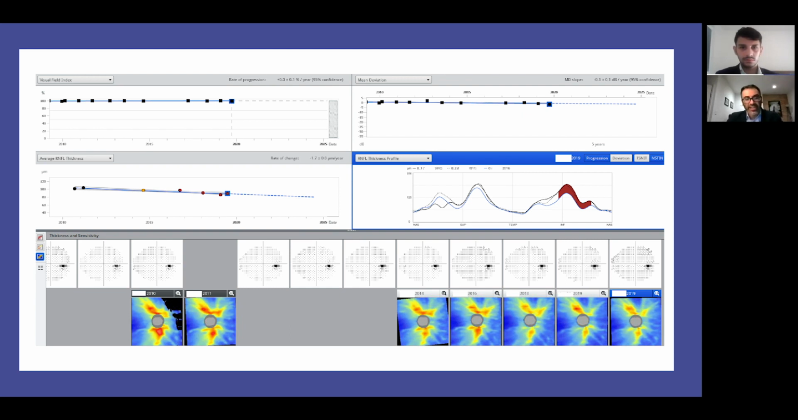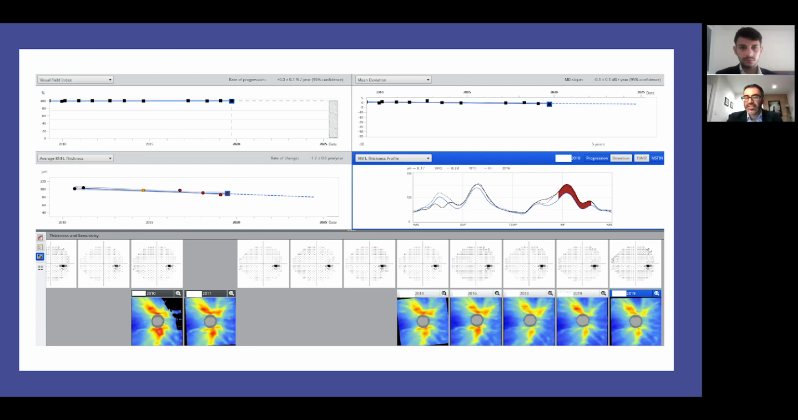The other thing here is that, as you can see, the average RNFL thickness has been changing over time. Taking this patient all the way back to 2010, you can see that this first little spot here was a likely decrease, so a likely progression. As we move on, these spots are in red, telling us that this is probable progression. This is progression that is happening.